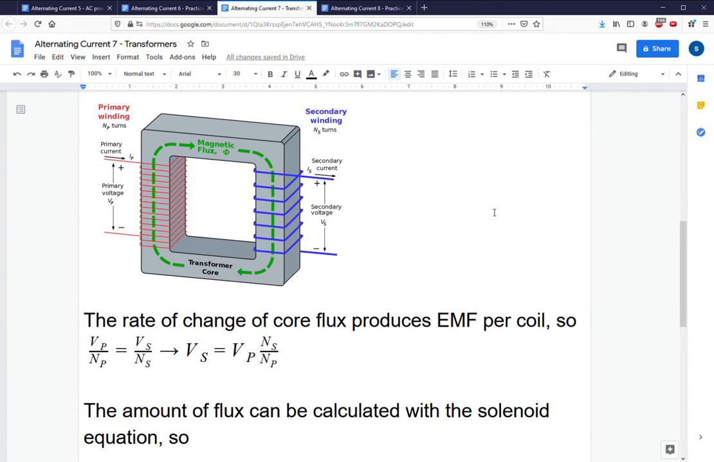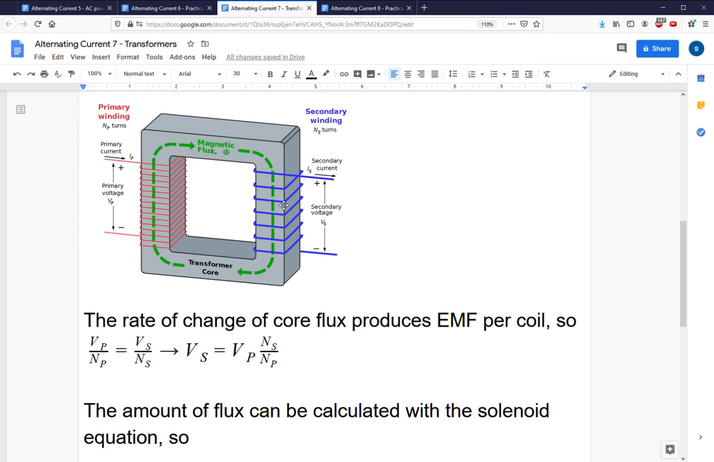Transformers. A transformer is an electrical device that can convert one kind of voltage into another kind of voltage. Now, the way transformers work is you have two coils of wire, often called the primary coil and the secondary coil. Usually, the primary coil is the one being driven by the source, and the secondary coil is connected to whatever is going to consume the electricity.